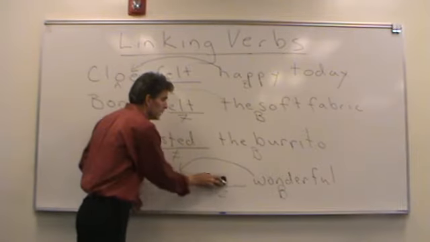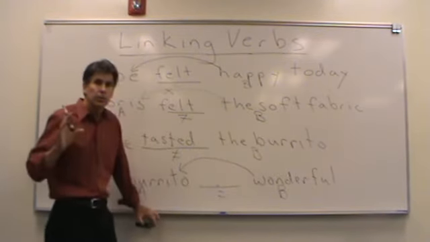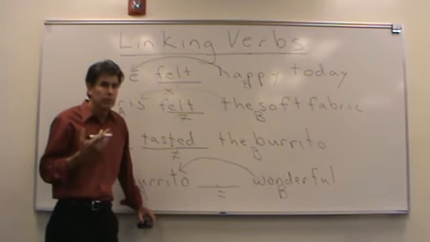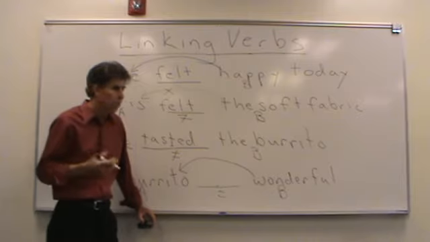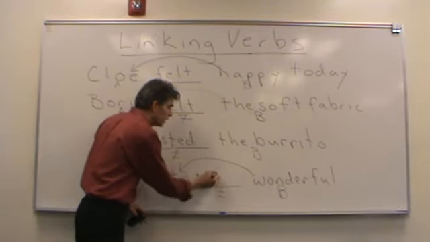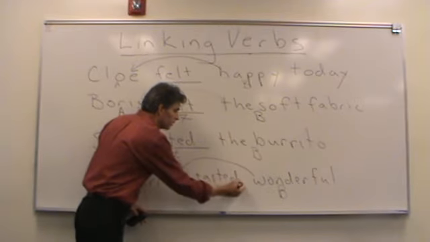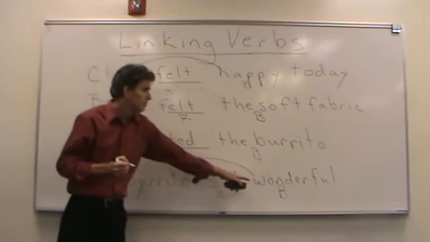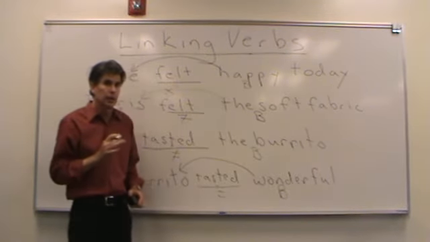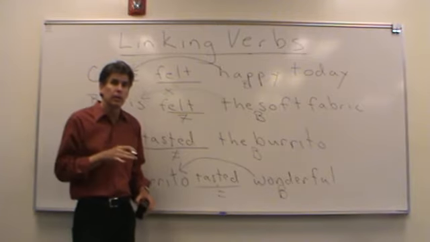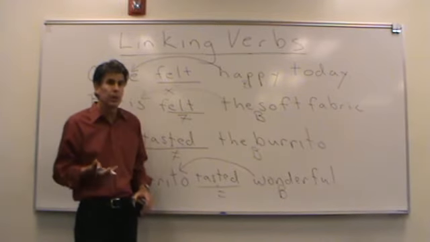Notice if you try to make it into an action verb, you would have the burrito going out and tasting the wonderful. It can't do that. That would be very unusual. It can't go around and order up a wonderful. Instead, this tasted is a linking verb. A equals B. That's what it is. And you must run the A equals B on it to determine whether it's a linking verb or an action verb.